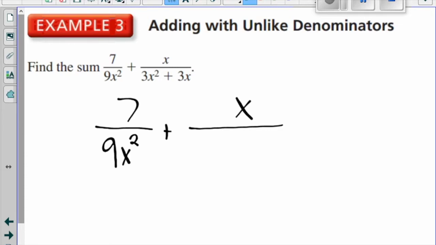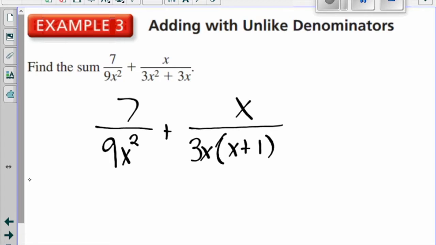Well, yes, it has a greatest common factor of an x. So what does that leave us with inside the parentheses? Okay. Now what we're about to do is probably going to make least common multiple seem not as necessary anymore.